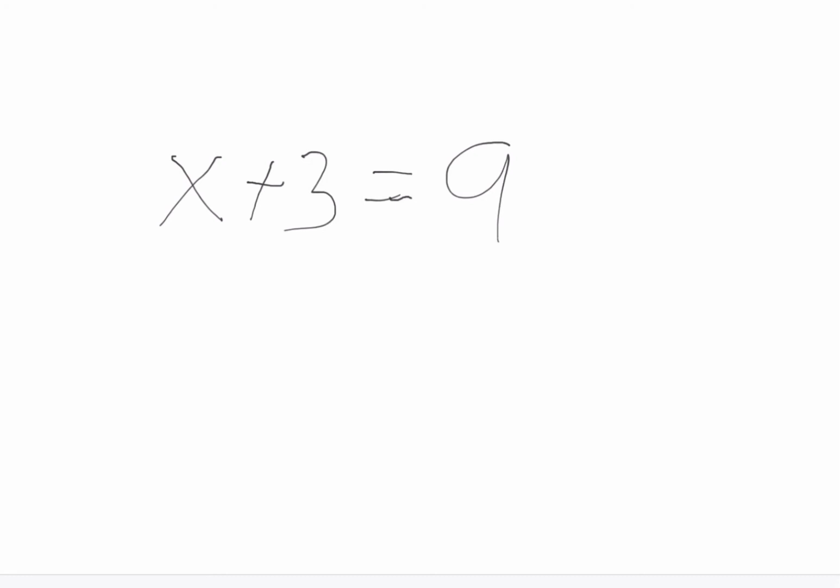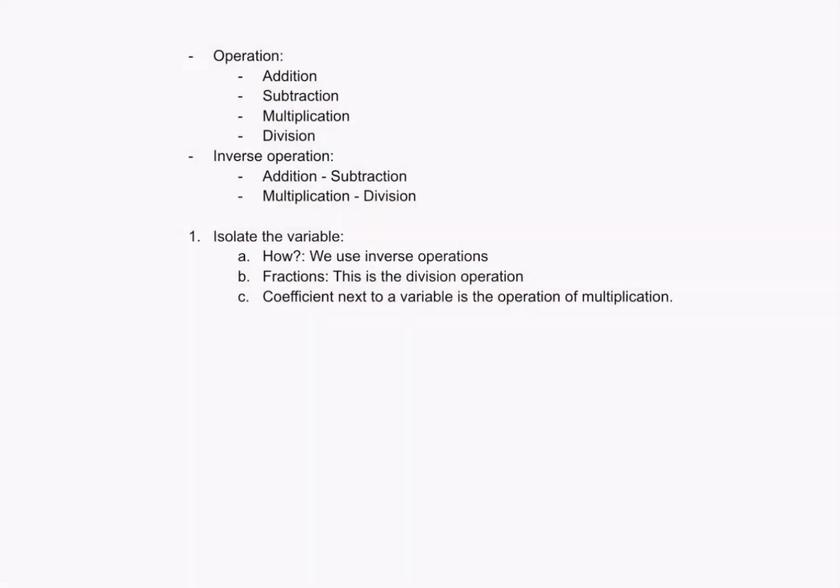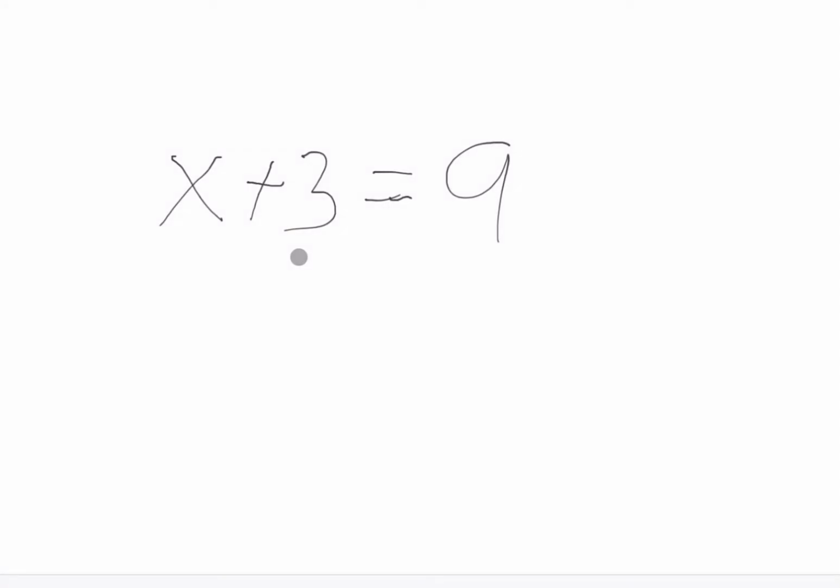So let's take a look here. I have x, and I want to get it by itself. How do I do that? Remember, we said in order to isolate the variable, we use inverse operations. Another way to look at this is I have x and then I have 3.